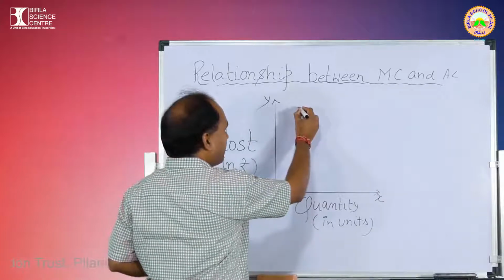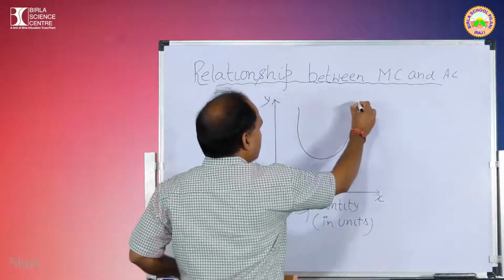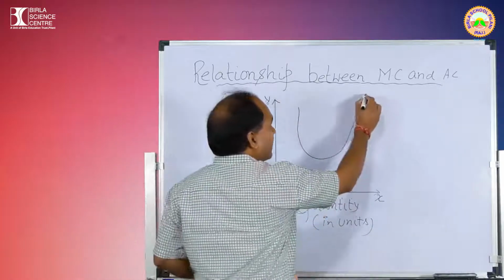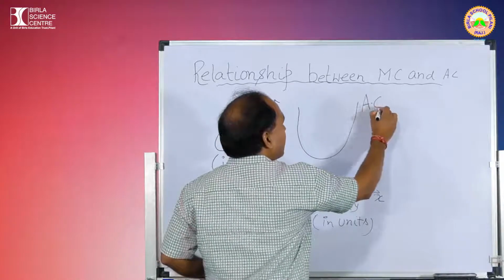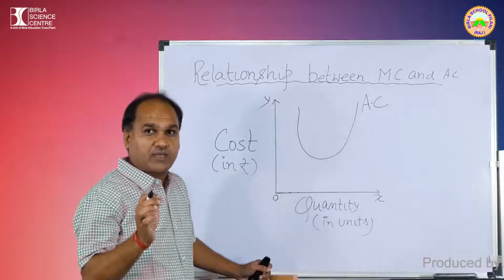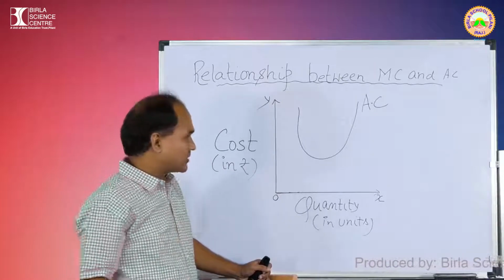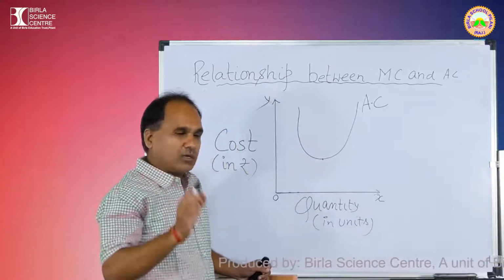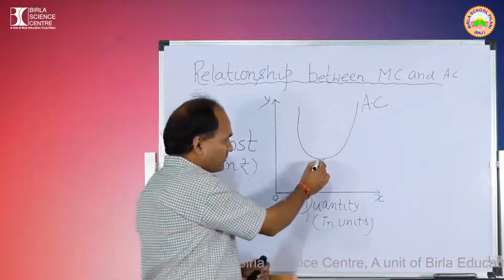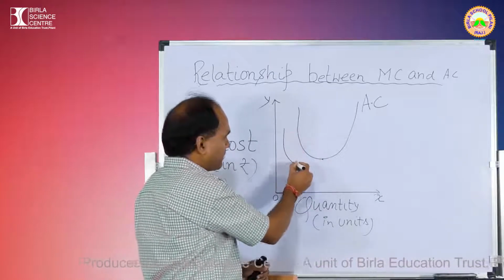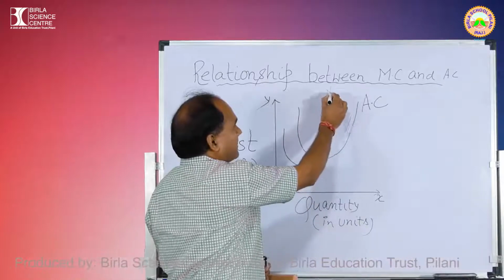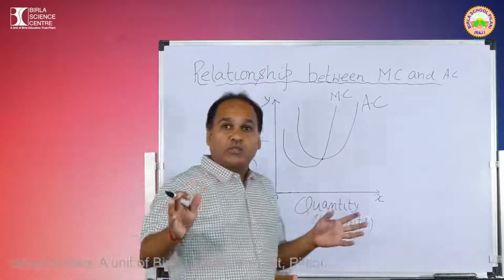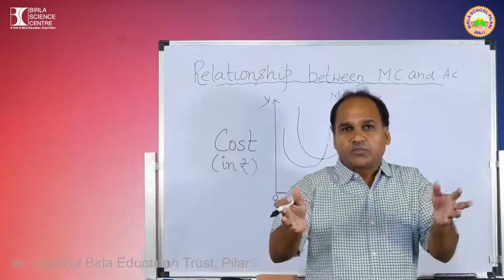See, here at the beginning I am drawing a curve. What is the shape? U. And right here, AC means average cost. This is the shape of average cost. At the middle, just draw a small dot, and from this dot you take another U-shaped curve and write there MC, marginal cost.